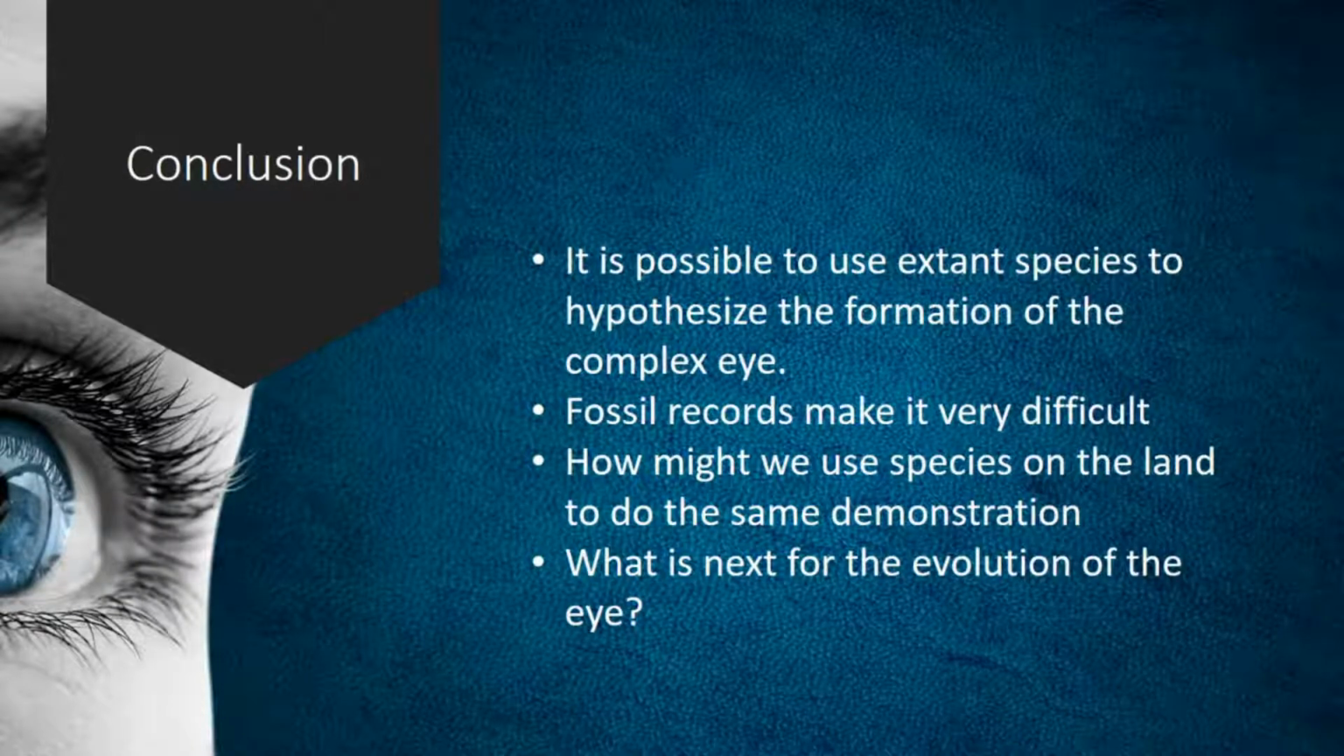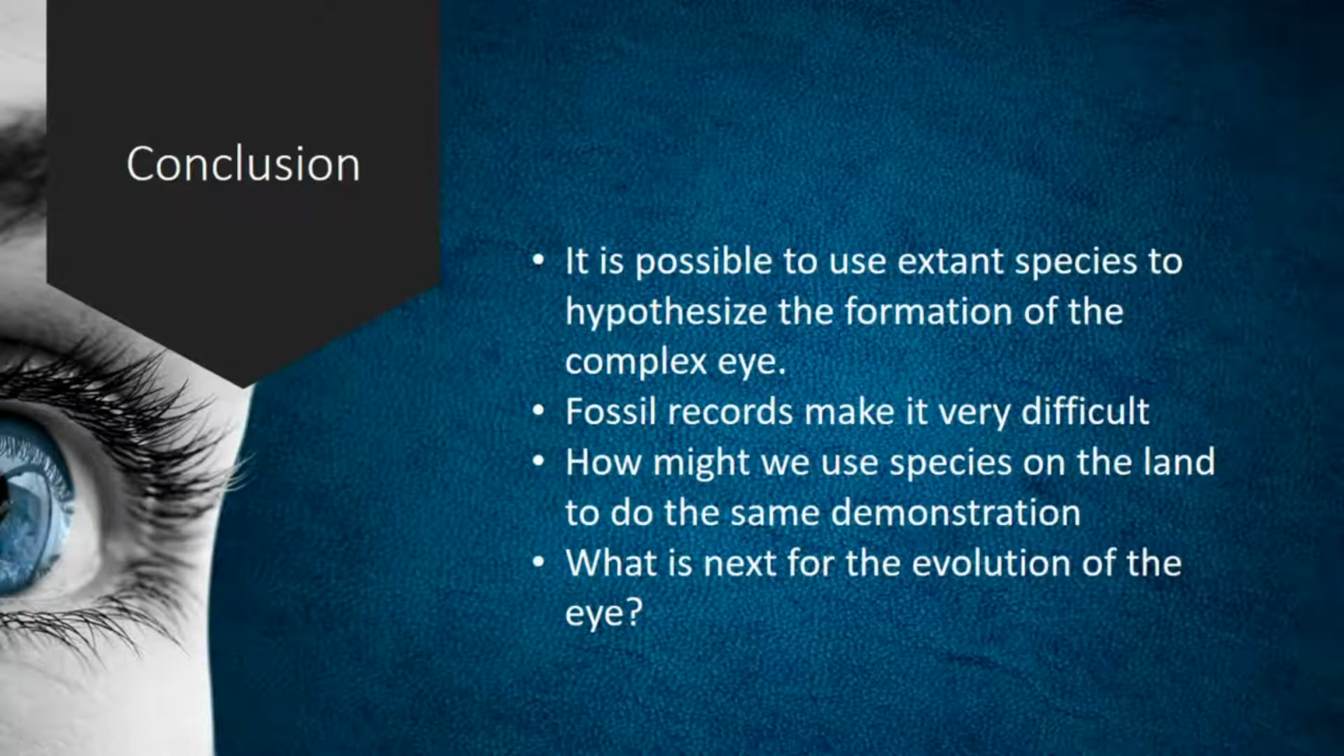In conclusion, we see that it is possible to use extant species to hypothesize the formation of the complex human eye. We know that fossil records make it very difficult, as things that are not like bone have the tendency to decompose unless they're flash frozen or kept in amber like we've seen in other fossil records.